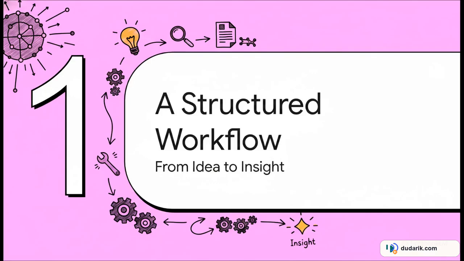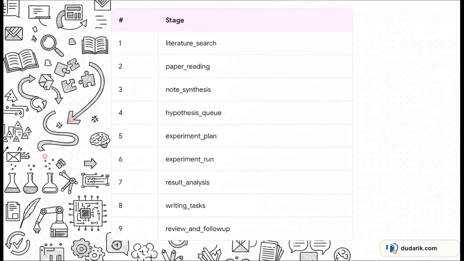Okay, so a graph sounds great in theory, but how does that actually help you in your day-to-day work? That's where the structured workflow comes into play. See, ResearchClaw doesn't just hand you a blank canvas and say, good luck. It gives you a clear, 9-stage pipeline that guides you from start to finish. You start with a literature search, you move through reading and synthesizing notes, you plan your experiments, run them, analyze the results, all the way to writing and review. The system always knows exactly what stage you're in and what needs to happen next.